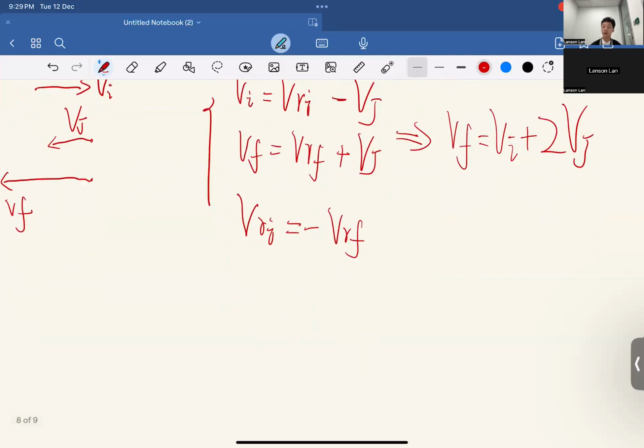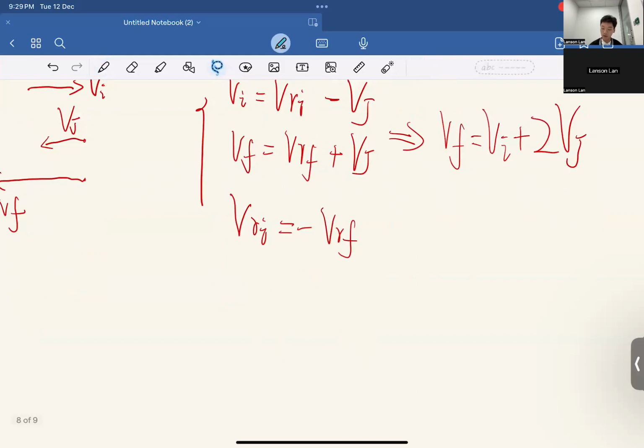And now we can see VF is much bigger than VI. Yes, we obtain a velocity gain of twice the velocity of Jupiter.